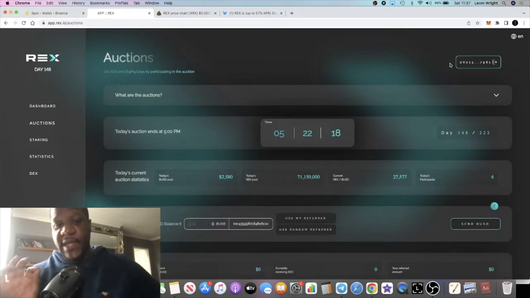Okay, guys, you can stake your Rex. Just like the early days of HEX, you can accumulate Rex in the auctions. You can also buy this on the open market on PancakeSwap or PooCoin, whichever is your DEX of choice, right? But Rex auctions are still going on.